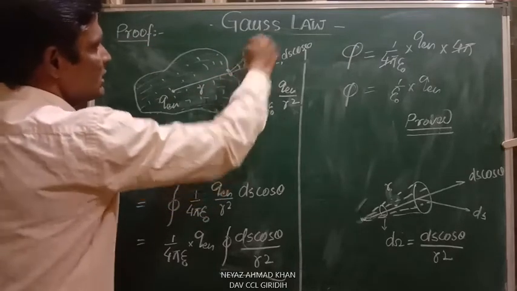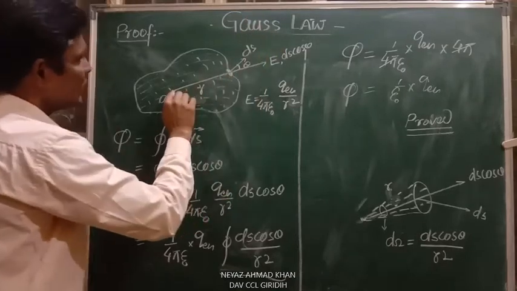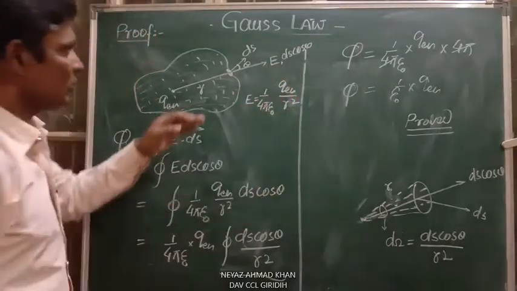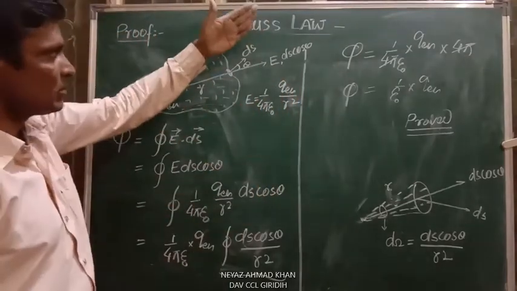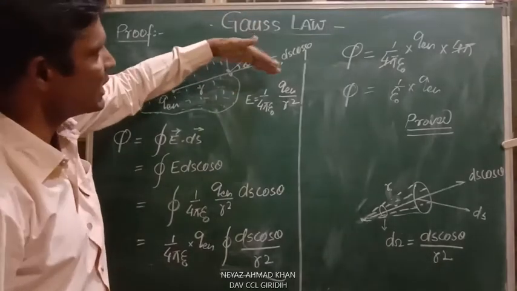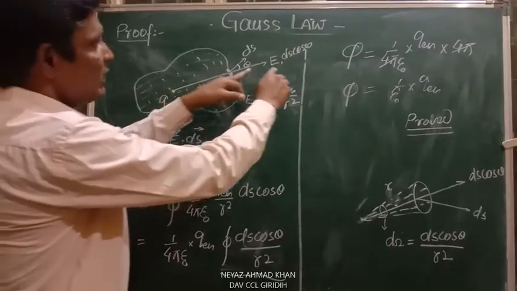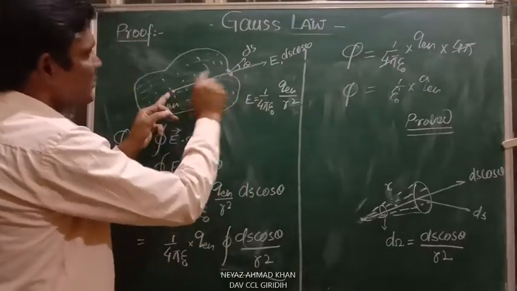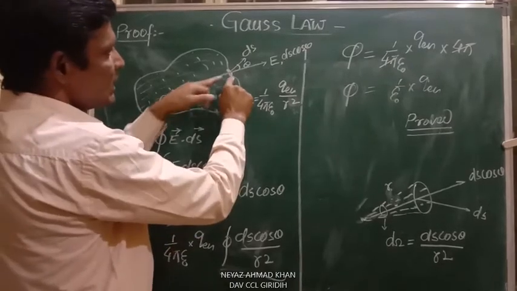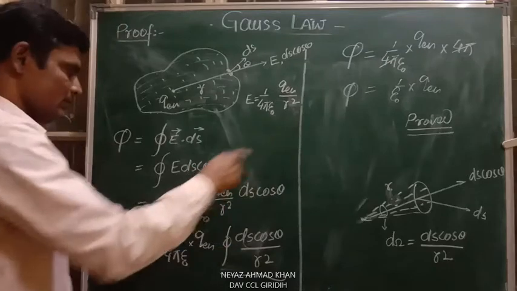At this point I have taken a small area ds. This area is in this direction, normal to the surface, and the electric field because of this charge at this point is along this line E. Now to calculate the flux, we need to rotate this vector normal to the electric field line, so ds cos theta is the value. Now what is the electric field intensity at this point? Since this point is at a distance of r from the charge, the electric field intensity is 1 by 4 pi epsilon naught Q enclosed by r square.